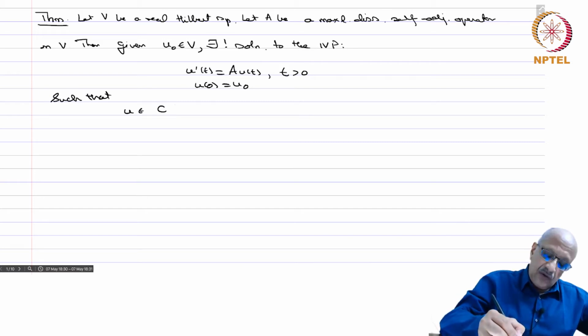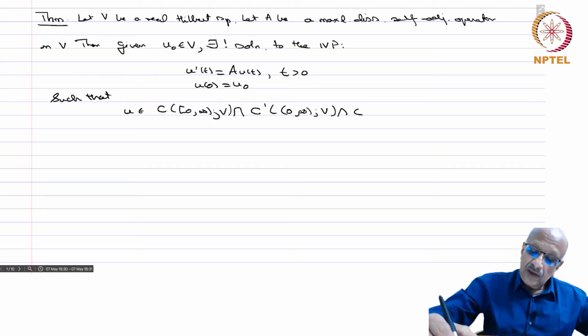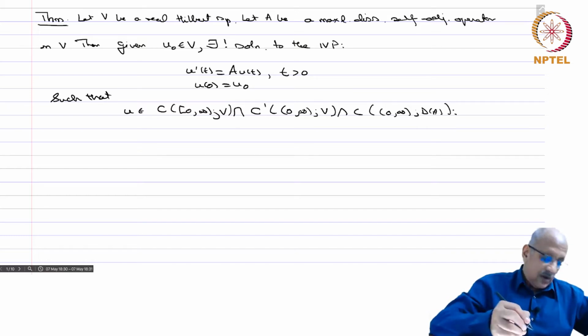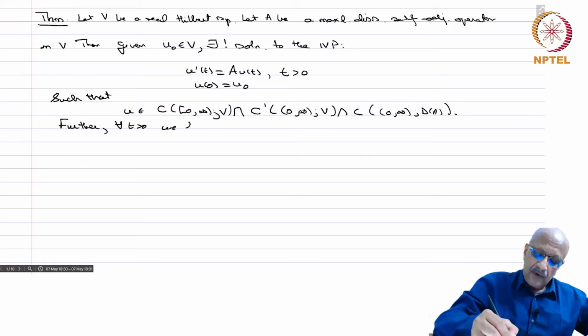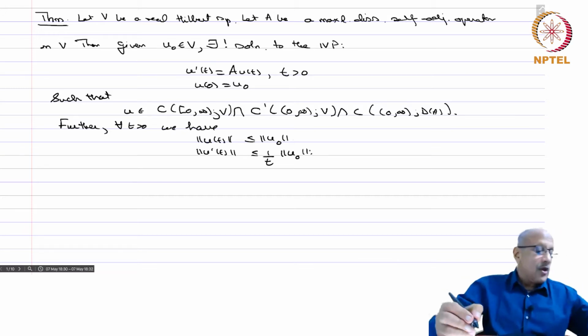u belongs to C([0, infinity); V) intersection C1((0, infinity); V) intersection C((0, infinity); D(A)). Further, for all t positive, we have norm of u(t) is less than or equal to norm of u0, and norm of u'(t) is less than or equal to 1/t times norm of u0. Okay. So this is the theorem.